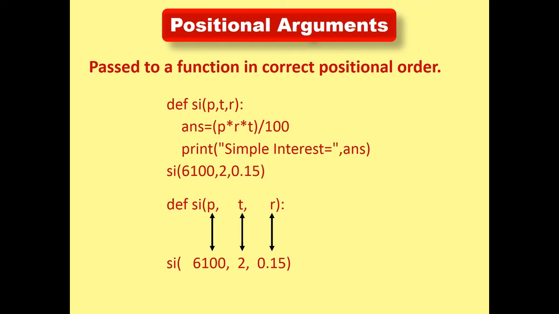In the example, I have also mentioned that 6100 is automatically stored in the variable P, whereas the 2 is automatically stored in the variable T and 0.15 is stored in the variable R. So in this particular kind of argument, you must take care of the position of the variables. If we change the position of a variable, accordingly the value is supposed to be passed in a parameter.